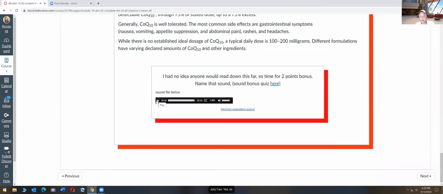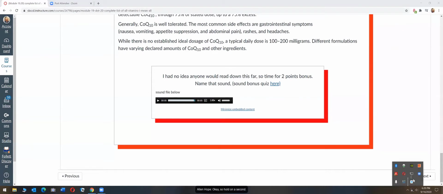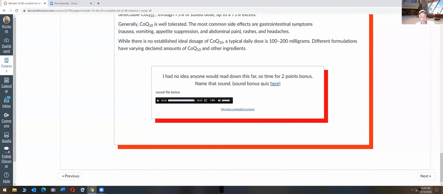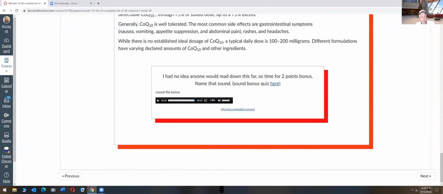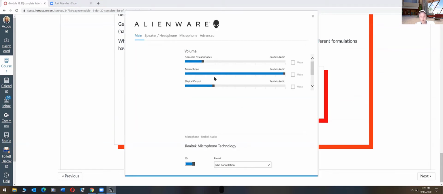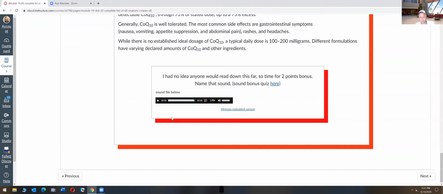Does anybody know that? It was a little bit loud. I can hear, sir. Okay, we're going to do it one more time because I had it too loud. Okay, so hold on a second. Turn on the speaker volume. These different utilities always try to hijack everything you're doing on it. So one more time, here we go.